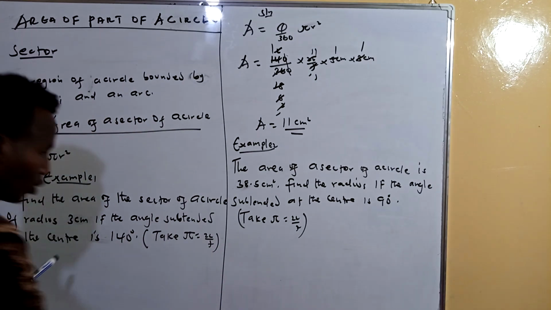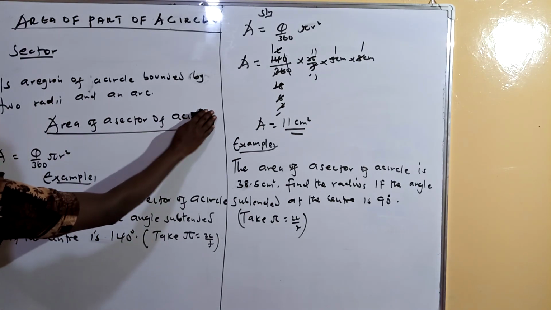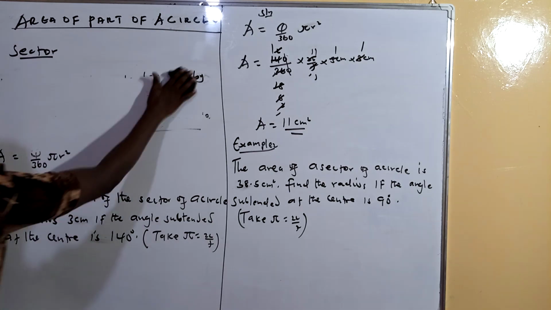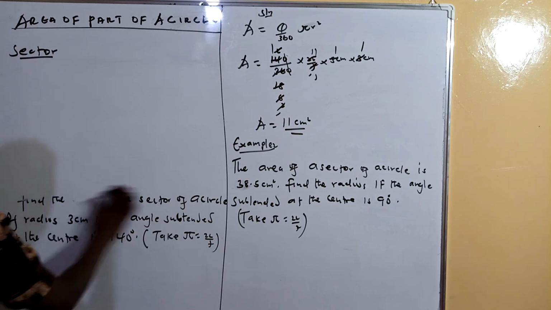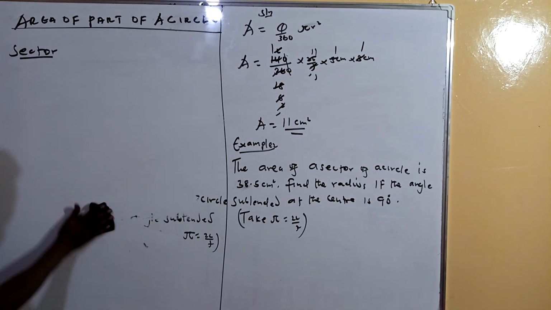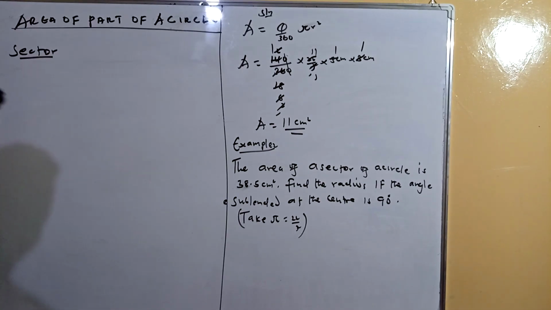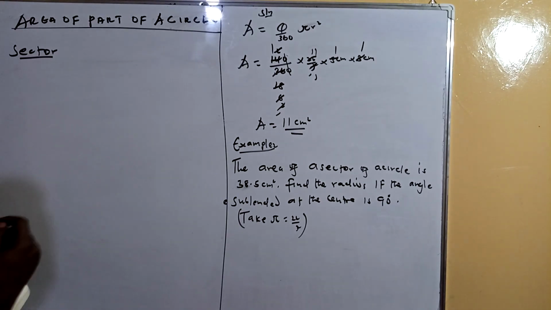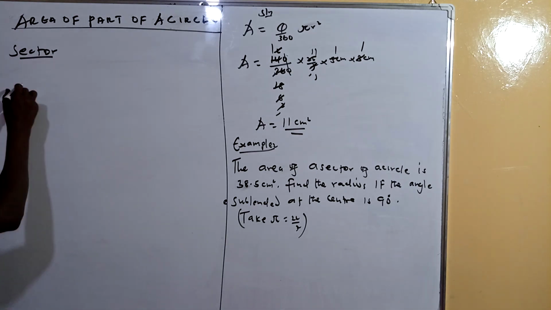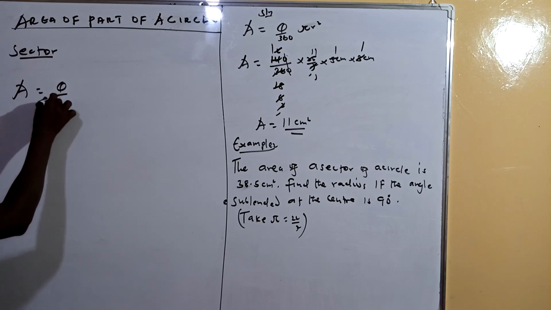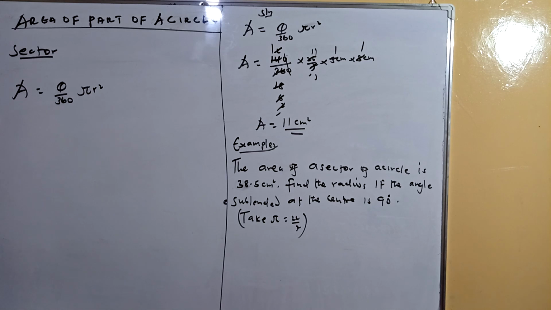Now, remember we are given the area and the angle, so we want to get the radius. Before I started this, I said that in the examination room you can be asked to look for the radius given the area and the angle. So a student is expected to know how to derive the formula for a certain quantity. We write the formula: area A is equal to theta over 360 times pi r squared. This is the formula for the area of a sector of a circle.